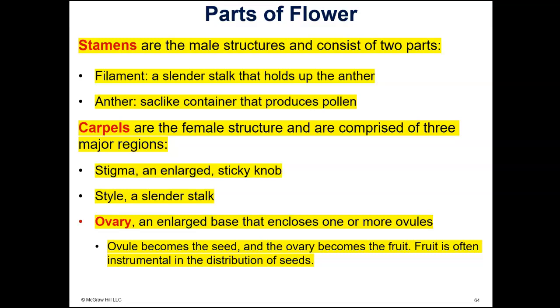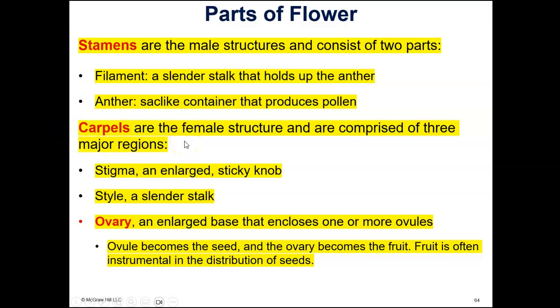Stamens are the male structures, and they have two parts. The stalk is called the filament, and the part at the end that produces pollen is called the anther. If you remember, antheridia were the male parts in some of the plants that we discussed earlier.